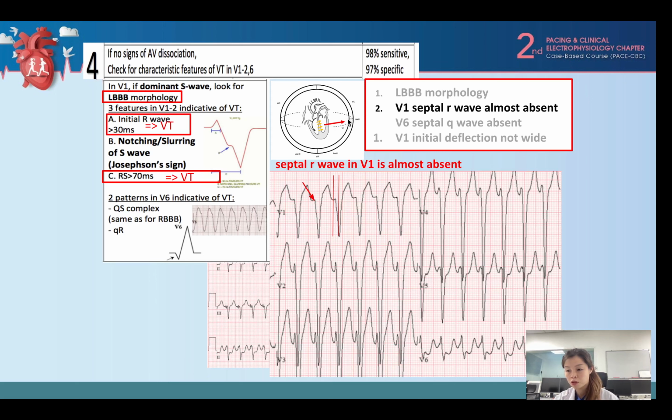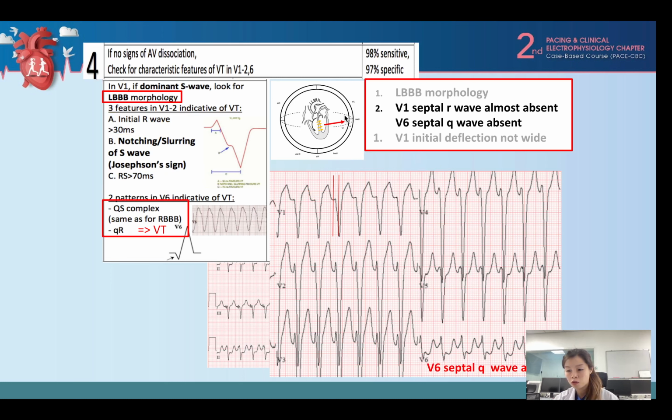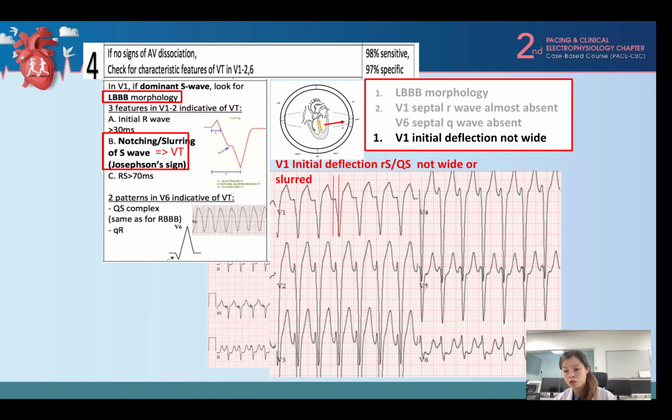In our patient, the septal R wave in V1 is almost absent, and there was no septal Q wave in V6. This is consistent with typical LBBB. Also, the initial downstroke of QS in V1 is not wide or slurred. According to Brugada algorithm, this patient is more likely to have SVT than VT.